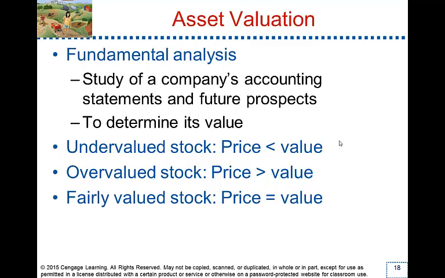Now, since it had its IPO, it revealed that it wasn't growing that quickly. It was having some problems. So in other words, its value was basically less than the price. So what happens to the price? Well, the price is going to fall, obviously. A fairly valued stock is where the price and the value are roughly equal.